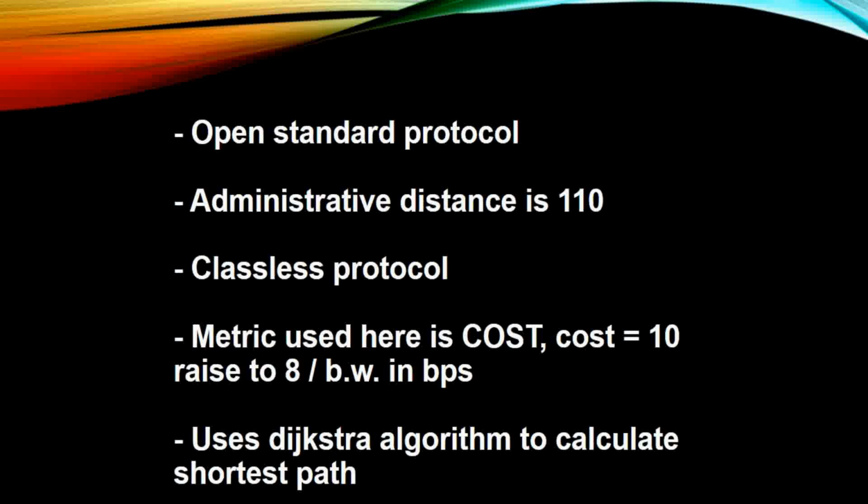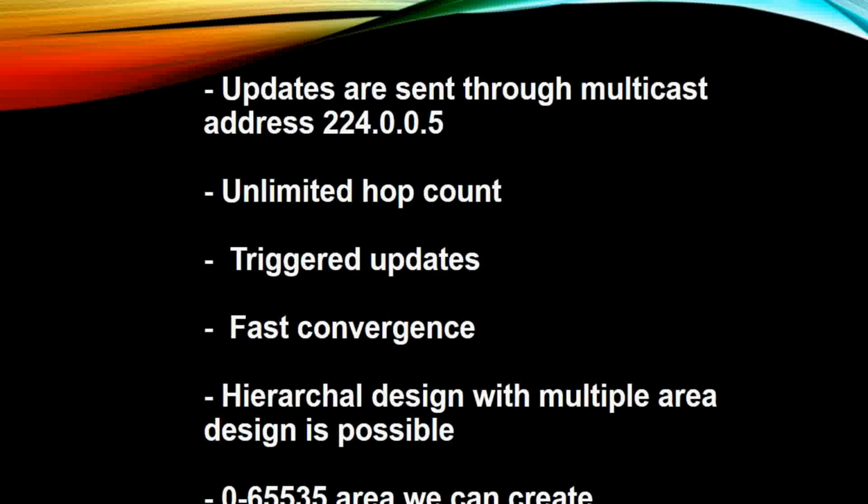Open standard protocol. Administrative distance is 110. Classless protocol. Metric used here is cost. Cost equals 10 raised to 8 divided by bandwidth in bits per second. Uses Dijkstra algorithm to calculate the shortest path. Updates are sent through multicast address 224.0.0.5. Unlimited hop count. Triggered updates. Fast convergence. Hierarchical design with multiple area design is possible.